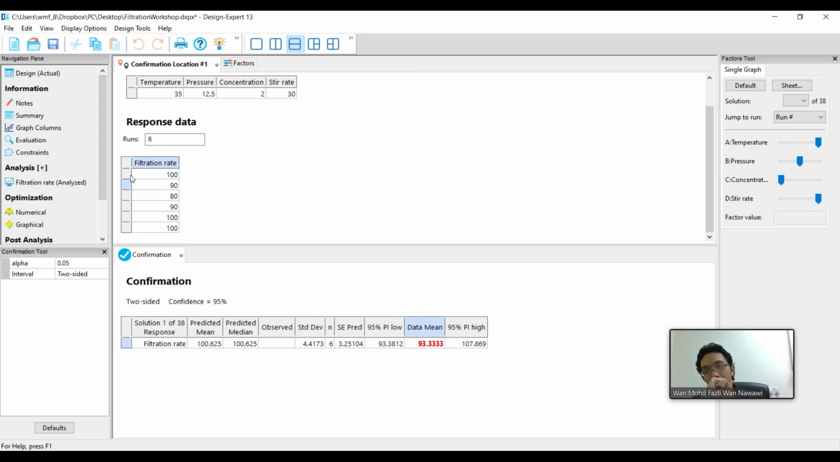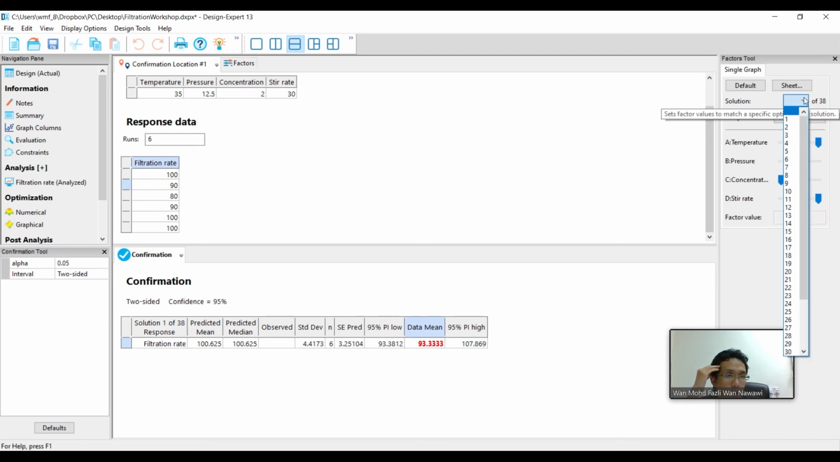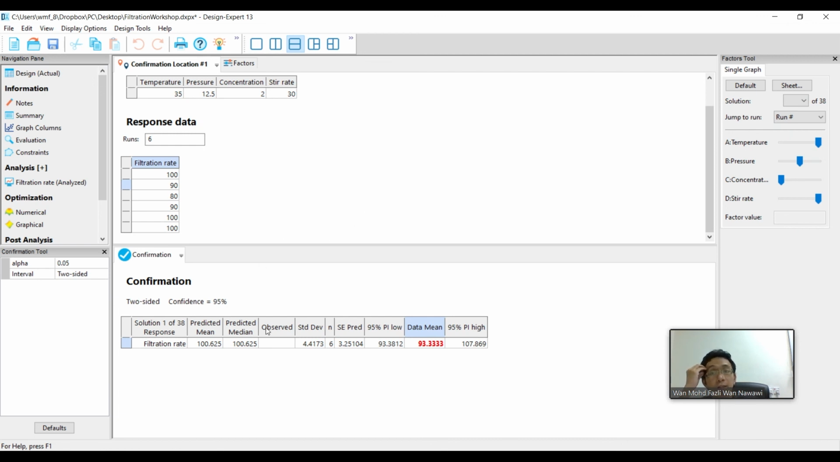But anyway, the idea is that you run whatever the software predicted to you. You put the input here, and then it gives you all these values. I don't know why this is red. Actually, it should be black here. Maybe something is wrong here. Anyway, that's the idea.